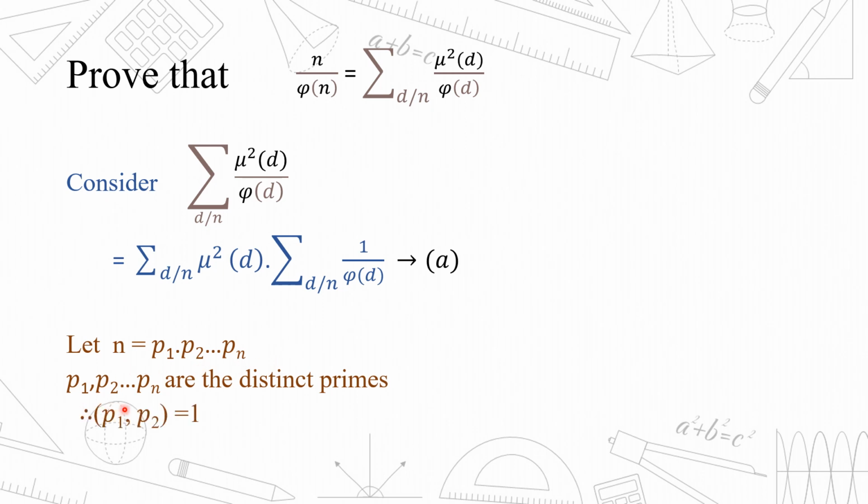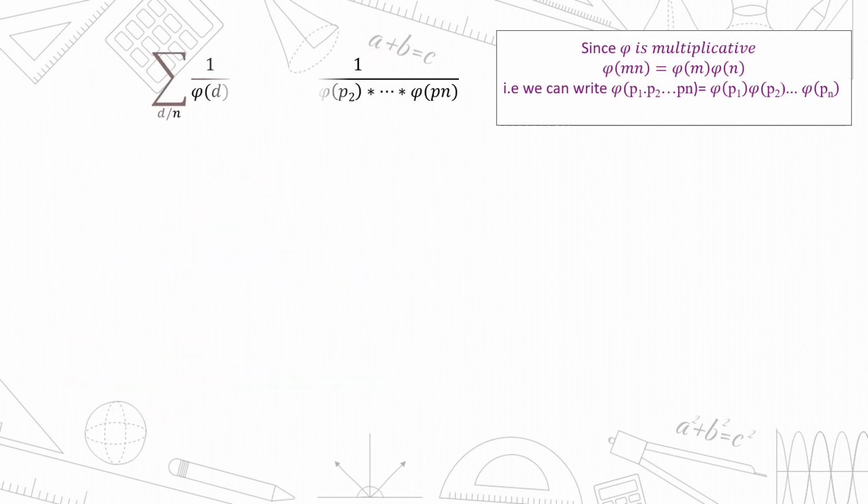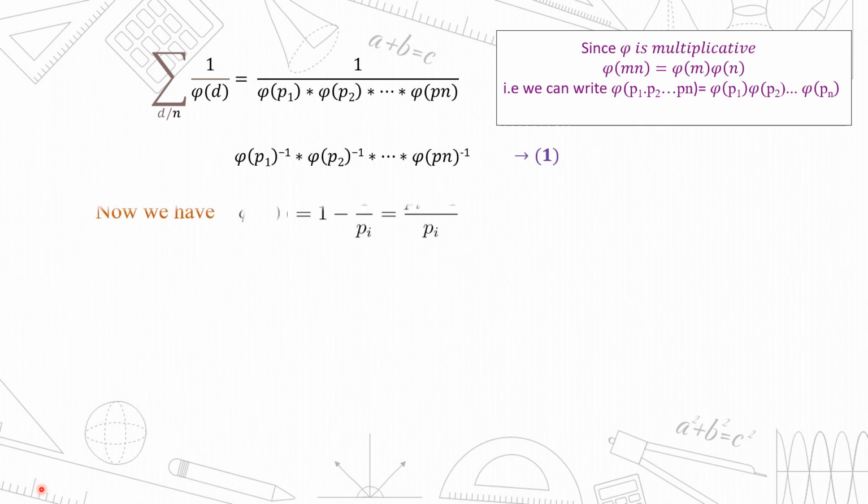Here p1, p2, p3 and so on pn are distinct primes. Since they are distinct primes, the GCD of any two primes is going to be 1. Summation d divides n 1 by phi of d is equal to 1 by phi of p1 into phi of p2 and so on phi of pn, that is, phi of p1 whole inverse into phi of p2 whole inverse and so on phi of pn whole inverse. Call this equation 1.